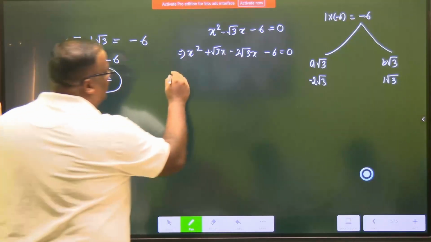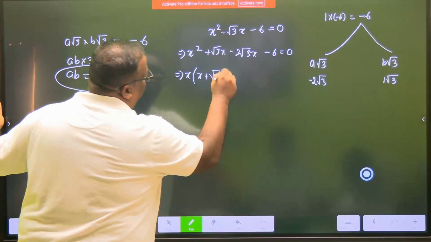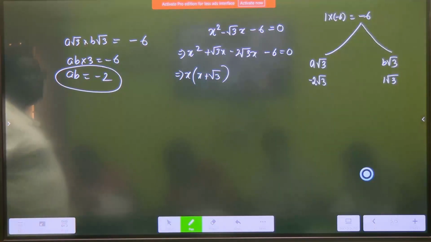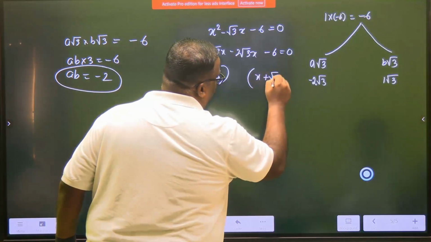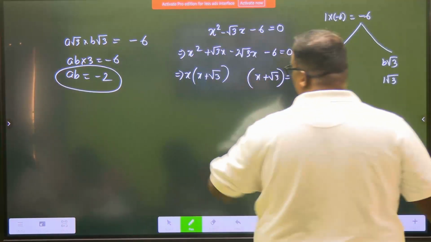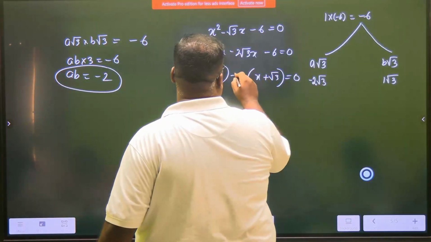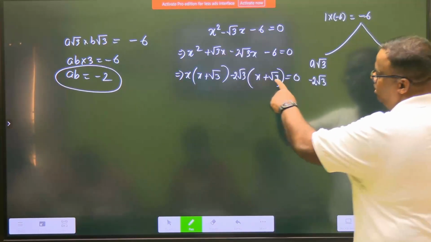Now go. Take x as common: x plus root 3. Clear? That means on this side, I should get x plus root 3. No questions asked. Now first try to match this. How do you get x plus root 3? I take negative 2 root 3 common. Matched.